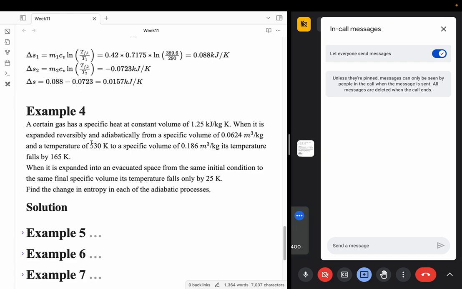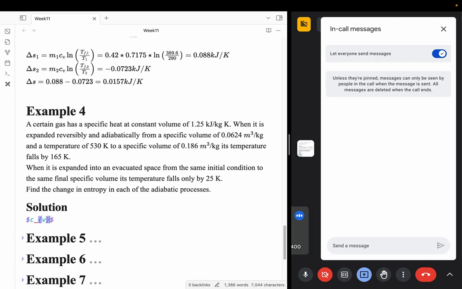Maybe I'll split it into two parts. So this is process one and this is process two. Both of these processes have the same initial state, same final specific volume, but temperatures are different. Find the change in entropy in each of the adiabatic processes. Expansion into vacuum is also an adiabatic process. Both are adiabatic processes, but the temperatures are different. How do you calculate the entropy changes?